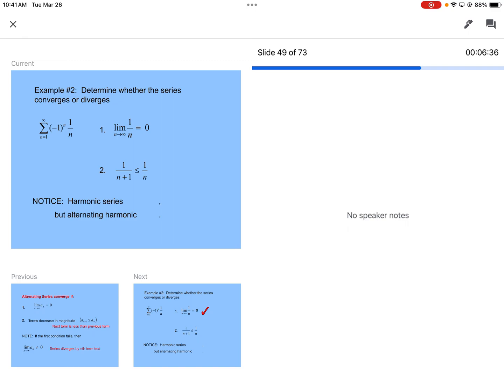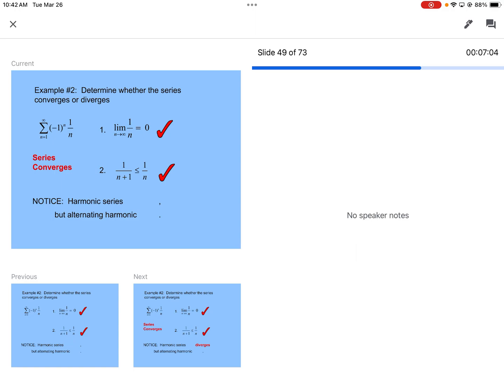And for this piece of it, you're not looking at the alternating part, because we're taking the alternating part out when we're looking at it. We're doing the limit of 1 over n, and we're doing the terms as the 1 over n terms, right? So we have now shown the limit of 1 over n as n approaches infinity equals 0. We've also shown that the next term is less than the previous term. Therefore, we know that the series converges. So although the 1 over n harmonic diverges, the alternating 1 over n converges.